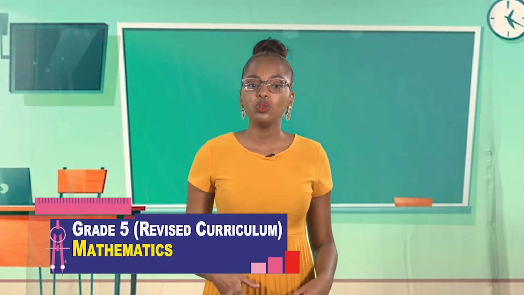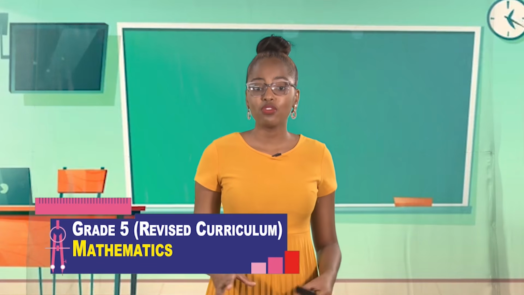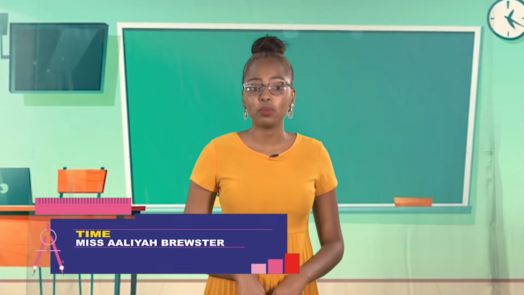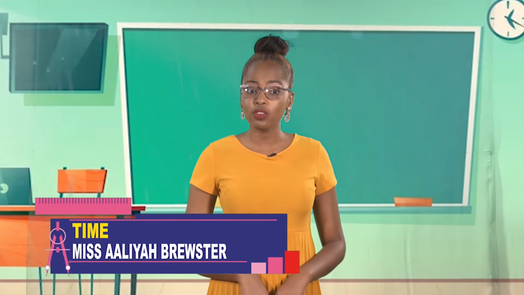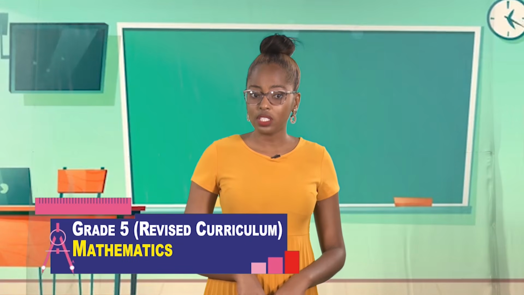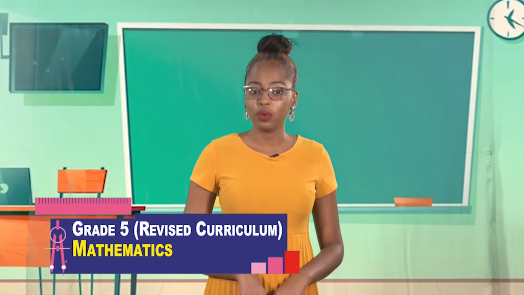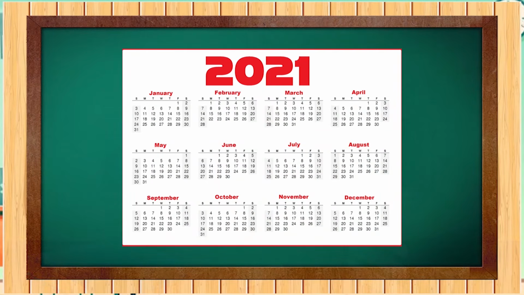Now we'll continue with time, diving further to understand the concept even better. Now, what you need to know, boys and girls, is that 12 months makes 1 year. If you look on the screen, you would notice that I have a yearly calendar. A yearly calendar depicts the months of the year.